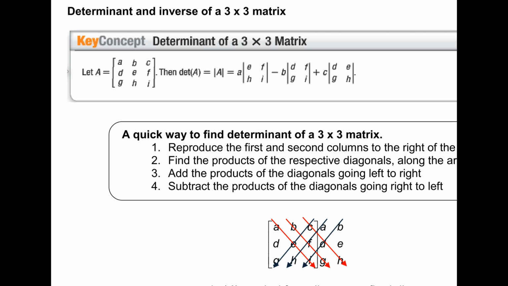Wait, what? You don't have to multiply all 3 numbers? What? Never mind. I take it back. Wish I never said it. That's not what I meant. Okay.